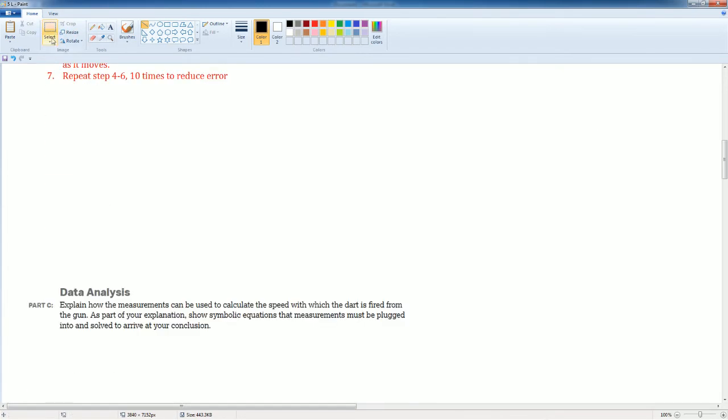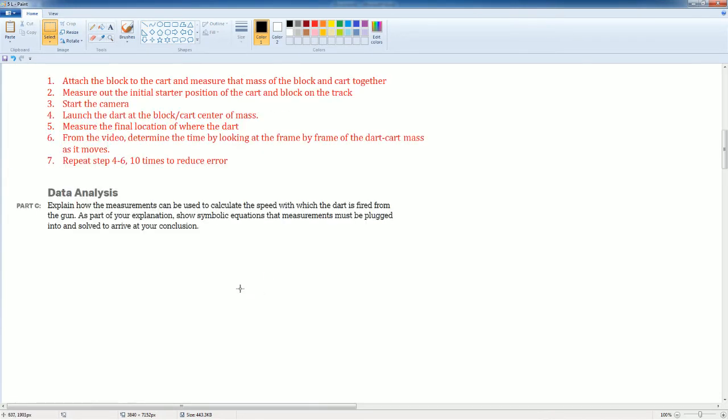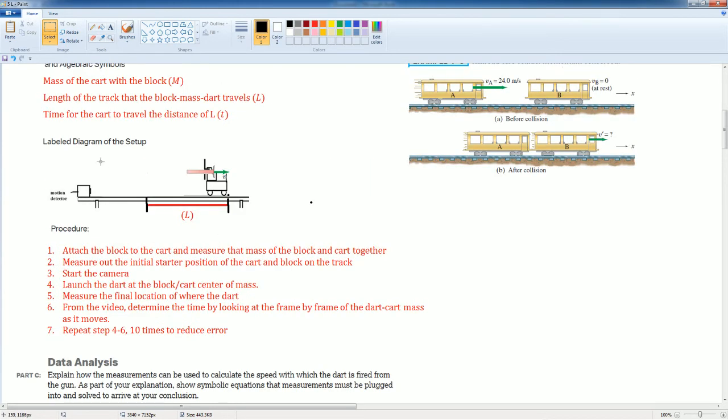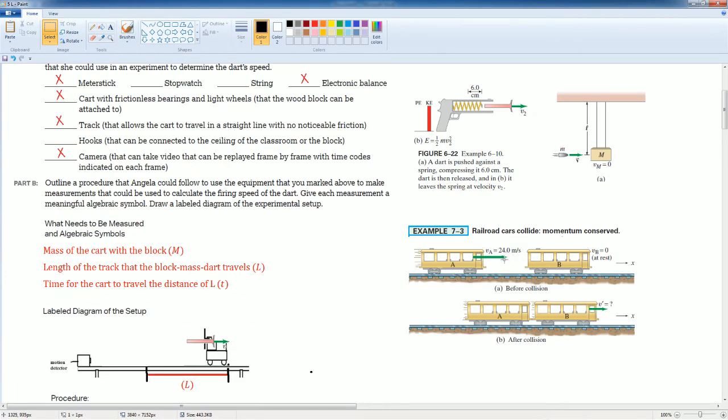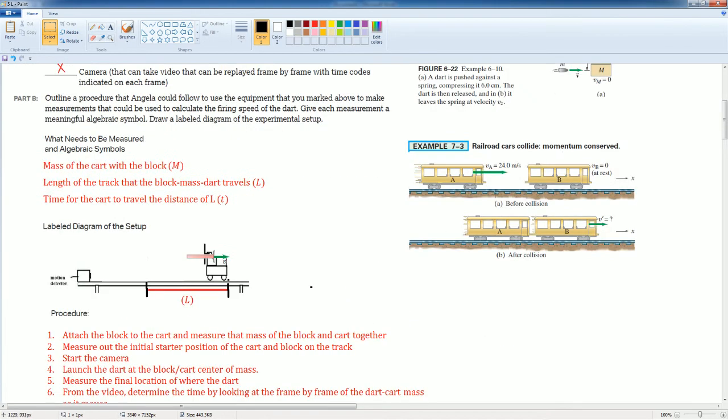Now we want to explain how those measurements can be used to solve. So we're going to calculate the speed at which the dart is fired from the gun. Okay, from this collision, you're trying to solve for the velocity of the dart. So it's like the railroad collision here. The velocity is going to come in, hit at rest, then you're going to have a velocity that you can measure when they're together. So it's like this example.